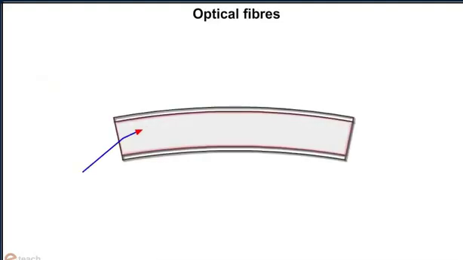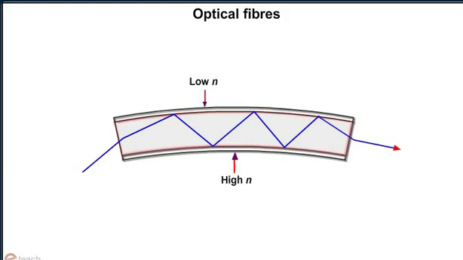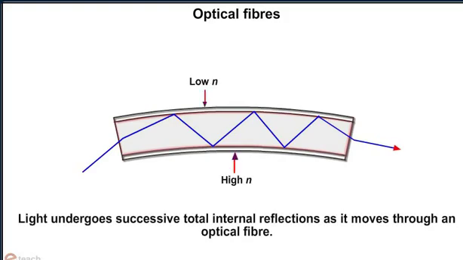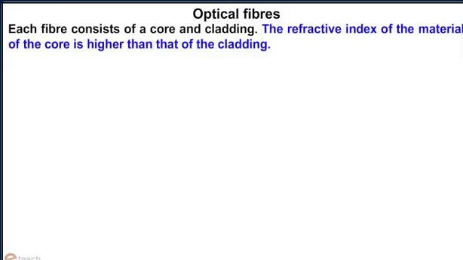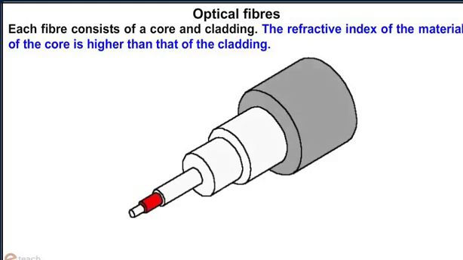Let us study about optical fibers. Light undergoes successive total internal reflections as it moves through an optical fiber. Nowadays, optical fibers are extensively used for transmitting audio and video signals over long distances. Optical fibers too make use of the phenomenon of total internal reflection. Each fiber consists of a core and cladding. The refractive index of the material of the core is higher than that of the cladding.